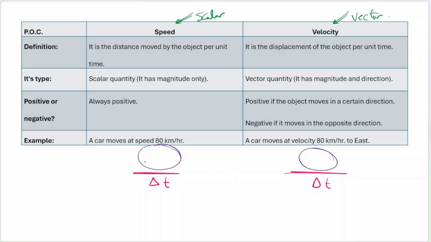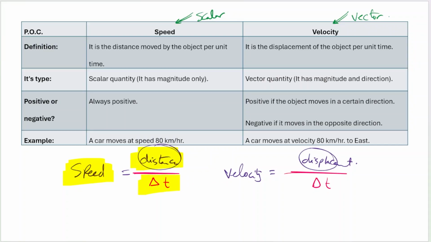Speed is the rate of change of distance, but velocity is the rate of change of displacement. So what's meant by speed? It is the rate of change of distance. Velocity is the rate of change of displacement. This is the reason why speed is scalar, because it depends on distance, which is scalar, and time, which is scalar. Do you remember? Positive divided by positive is equal to positive.